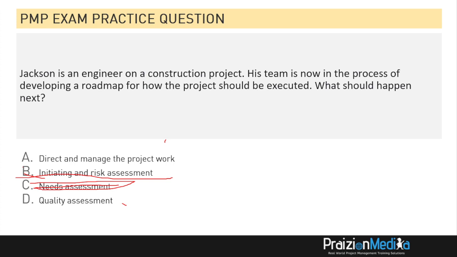And a quality assessment, because it says his team is now in the process of developing a roadmap for how the project should be executed, that is really code for some sort of planning. Because it's saying how the project should be executed, that is really alluding to planning. So you got to be able to narrow down all that is said to the one thing that is being done. So in the question, a project plan of sorts is being developed. You wouldn't do a needs assessment and you wouldn't do initiating. A quality assessment alludes to something that could happen, but it is uncertain what exactly that means.